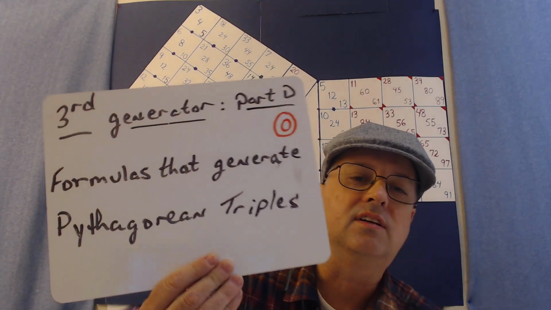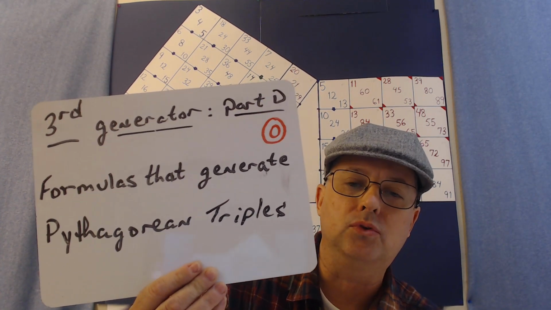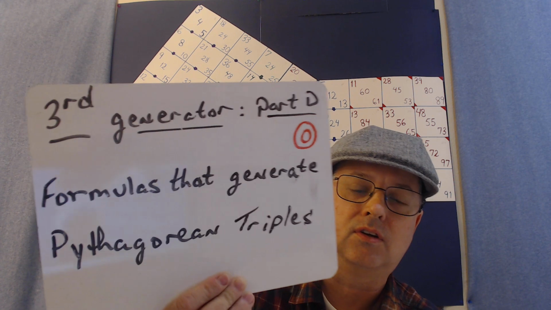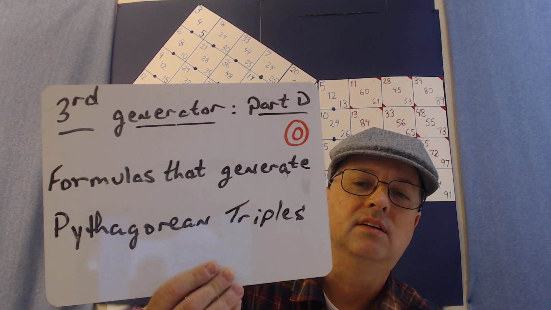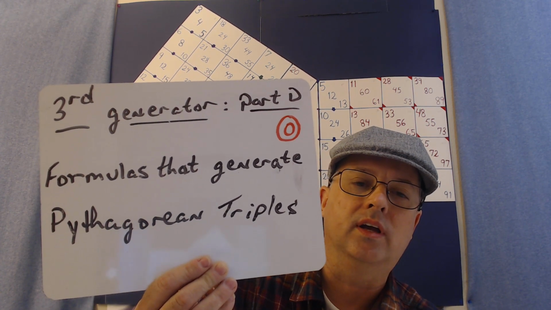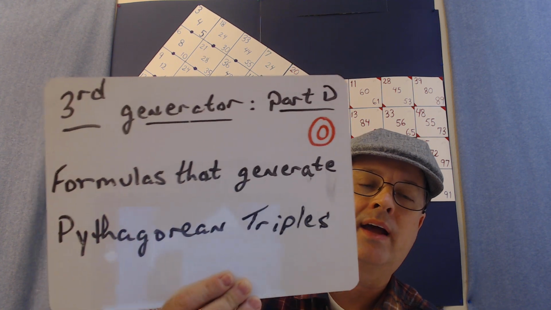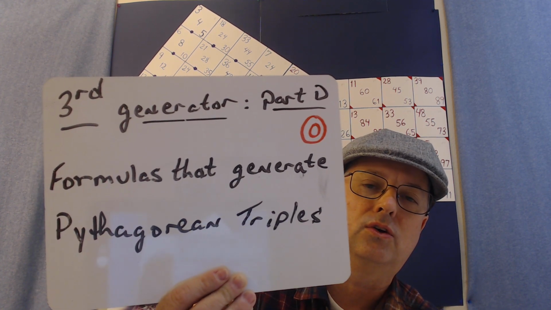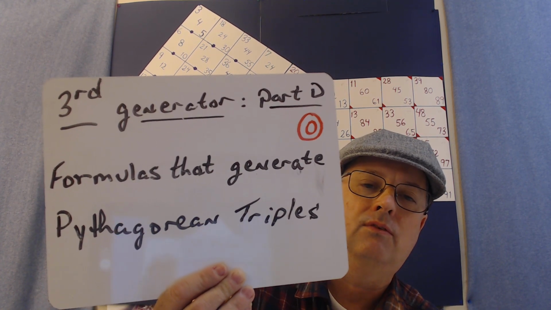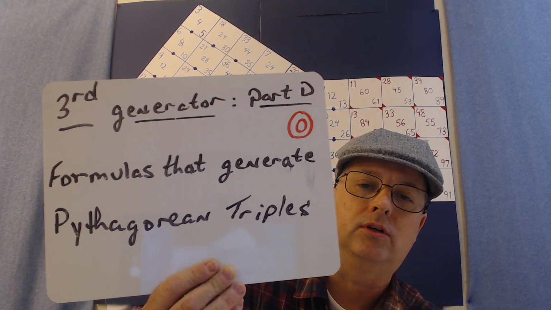And let's say that we're going to revisit Pythagorean triples. I've been doing a series on logarithms for a while, and I've been taking some time away. But we're going to be back here with this third generator, part D, formulas that generate Pythagorean triples.